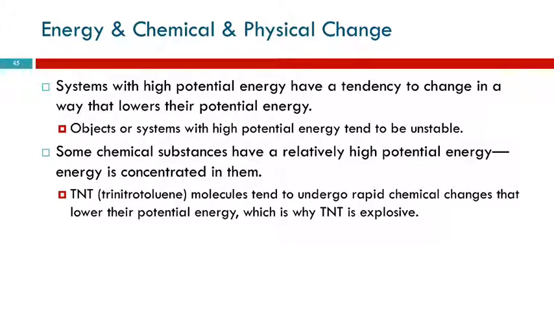Some chemical substances, like TNT, have high potential energy. There's energy that's concentrated in them, and they will undergo rapid chemical changes that release that energy, lower their potential energy, and that's why TNT is explosive. It has a lot of stored chemical energy. And when that's released, you have this tremendous release of energy, and that's an explosion.